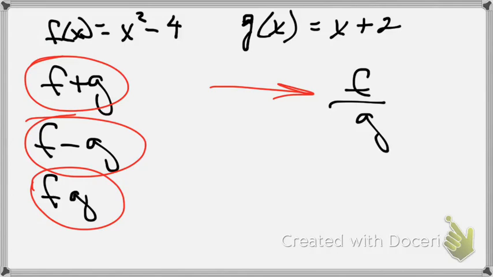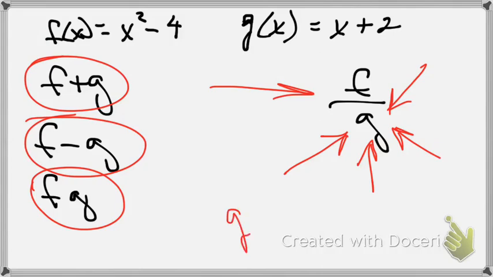Okay, so that works for this, this, this, but what makes a domain not possible when you're dividing? What about the denominator? It can't have a 0. Okay, so g of x equals x plus 2 cannot equal 0 because it makes it undefined.